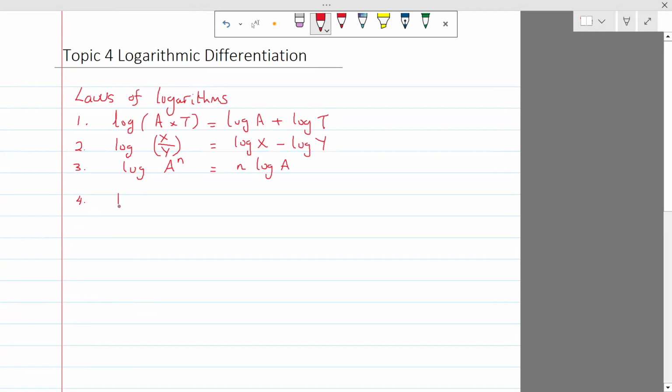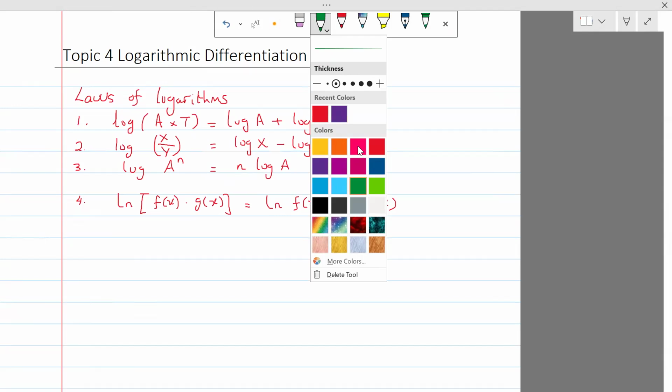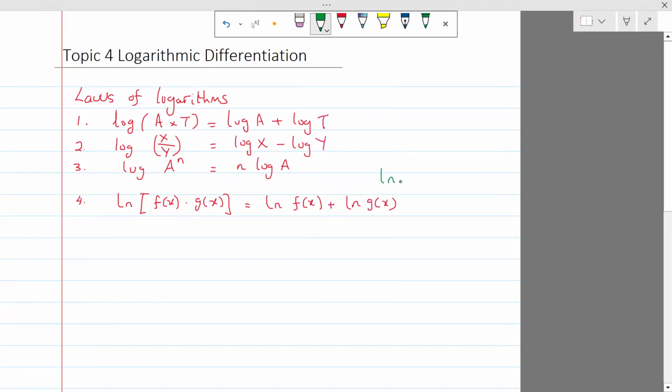If I tell you ln of f(x) times g(x), with two functions, this becomes ln of f(x) plus ln of g(x). It's important to note here that ln is log to base e. So if I say ln 5, it means log 5 to base e.